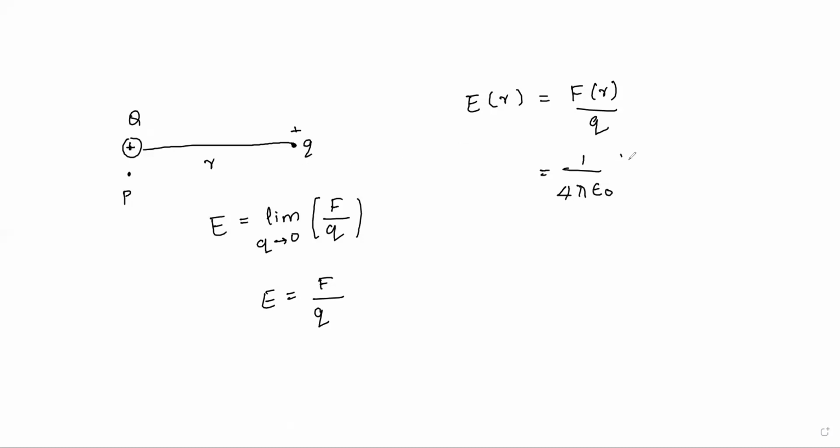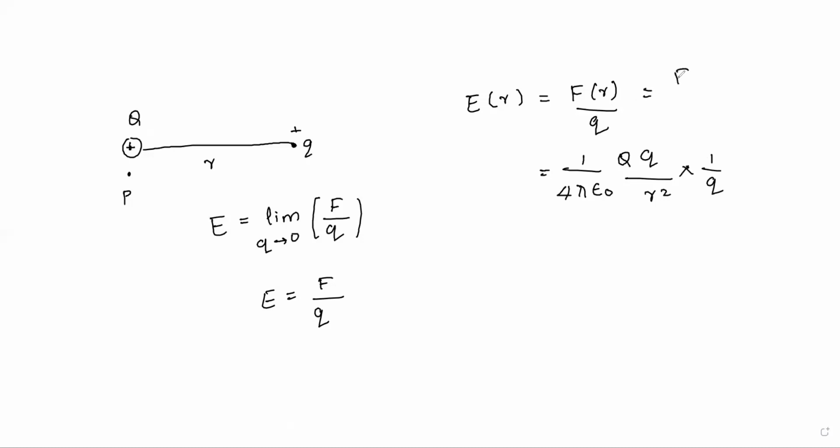Here the charge 1 is Q and the charge 2 is small q, and the distance between them is r square. This is the value of F, the only thing I've written here. And what is remaining? 1 by q is remaining. Why 1 by q? Here it is q, right? How can you write this?